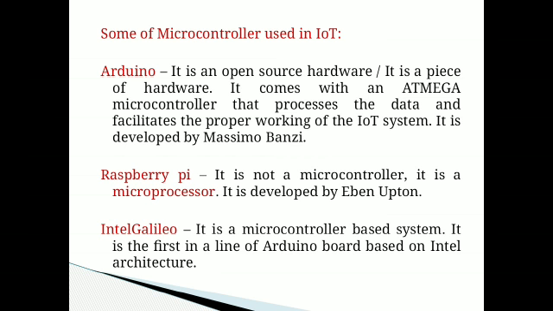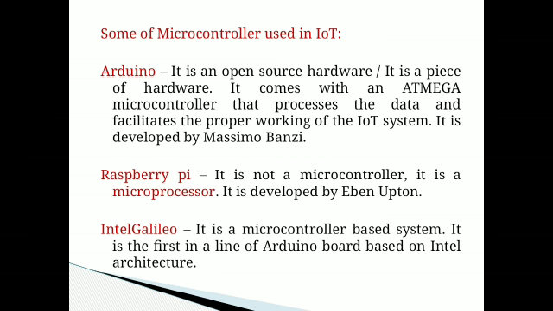Whereas Raspberry Pi is not a microcontroller, it is a microprocessor. It is developed by Eben Upton. It is a small credit card based CPU that plugs into a computer monitor or TV. It is low cost and it mostly supports LAN connectivity. Intel Galileo is a microcontroller based system. It is the first in a line of Arduino boards based on Intel architecture.